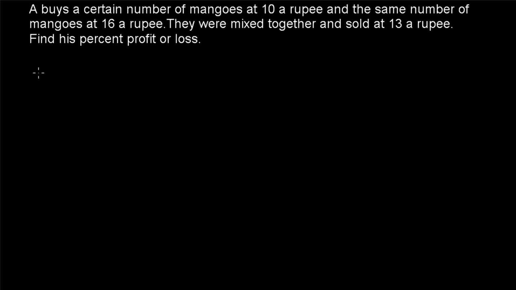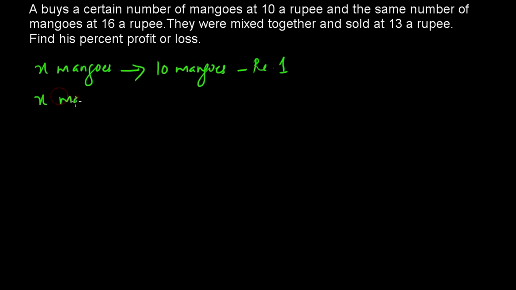A is buying a certain number of mangoes. Here the number of mangoes is not given, so let's take it as X. So X mangoes he is buying at the rate of 10 rupee, that means 10 mangoes for 1 rupee. Then he is again buying the same number of mangoes, again X mangoes. And what is the rate? 16 mangoes for 1 rupee. So he is buying the same number of mangoes, X mangoes, at the rate of 10 mangoes for rupee 1 and again X mangoes at the rate of 16 mangoes for rupees 1.